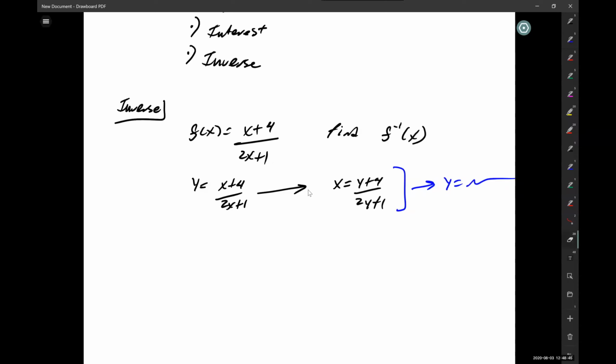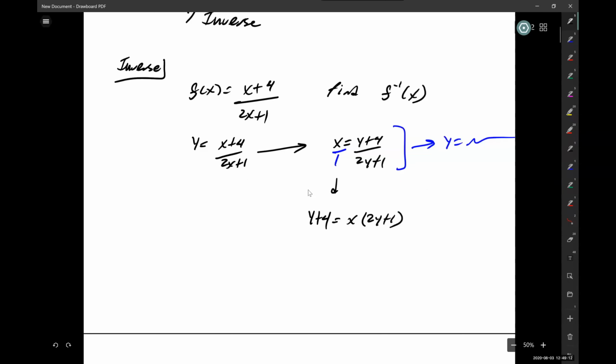And as always, when we have these kind of rational expressions, we can either multiply it by the denominator. The other thing we can kind of treat this as a cross multiplication. So doing that cross multiplication would leave me with y plus 4 is equal to x times 2y plus 1. All right, doing our algebra of distributing. So we have y plus 4 is equal to 2xy plus x.